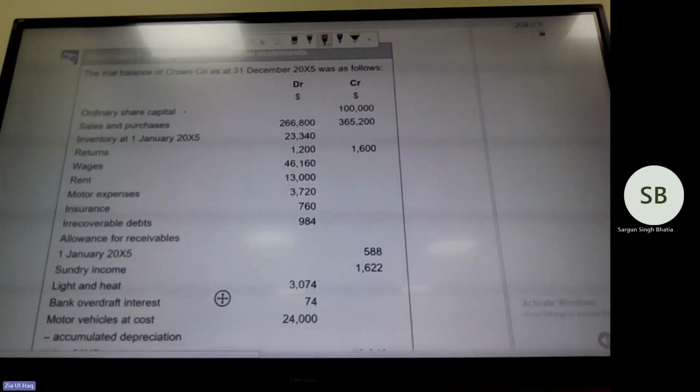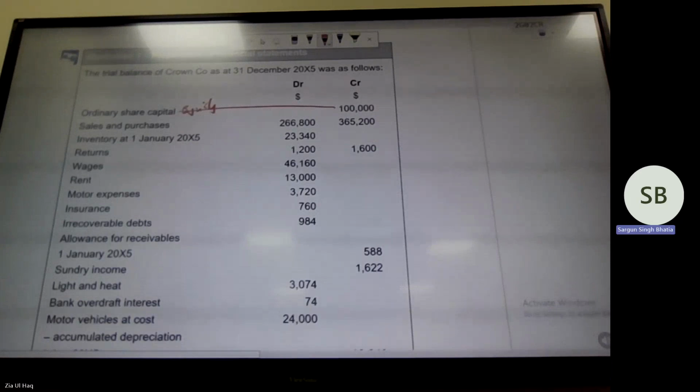Ordinary share capital, where will this go? Under equity in the balance sheet. Yes, sir. Sales and purchases. What is the sales figure? What is the purchase figure? Can you identify the sales figure and purchase figure? So sales is 266 and purchase is 365. What is sale? What is purchase?